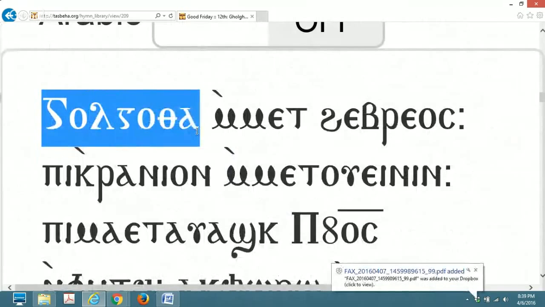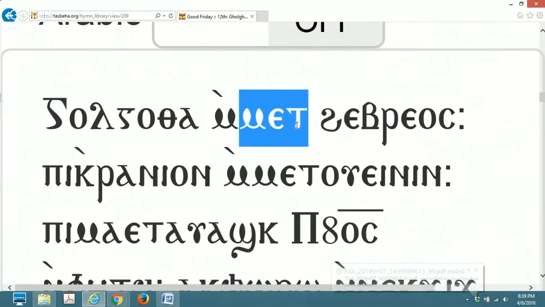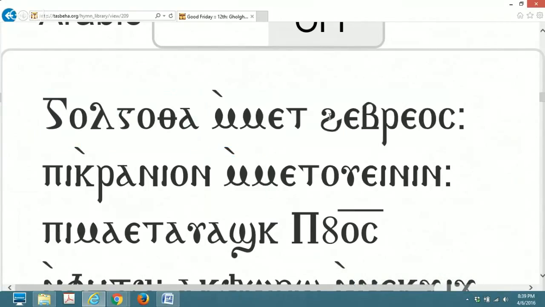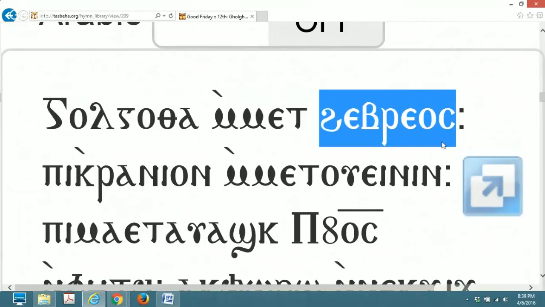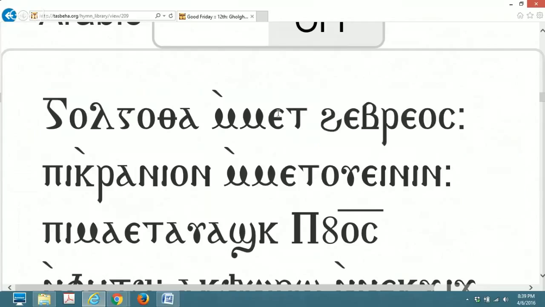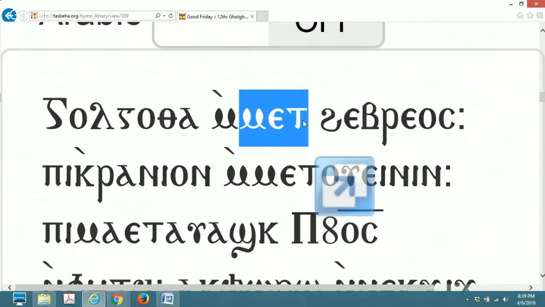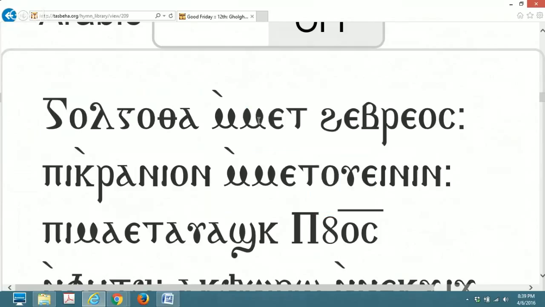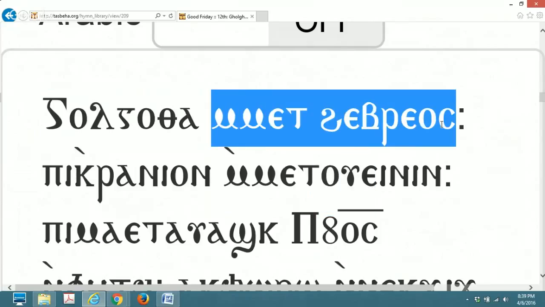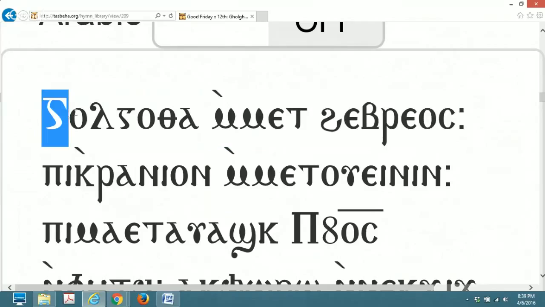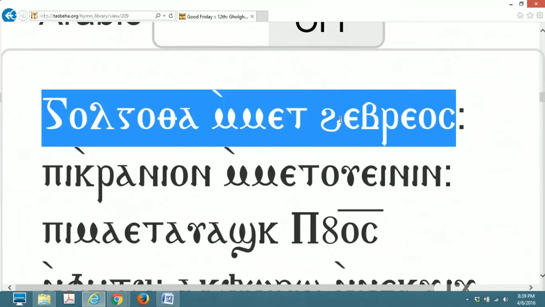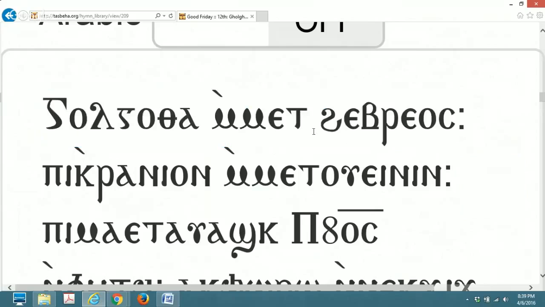Okay. So Golgotha, that's just a proper noun. It's just a name. Met Hebreos. Hebreos, you can see that's the word for Hebrews. Met Hebreos. Remember, met means the state or condition of something. So the state or condition of being Hebrew. So in other words, Golgotha, in the state or condition of being Hebrew.